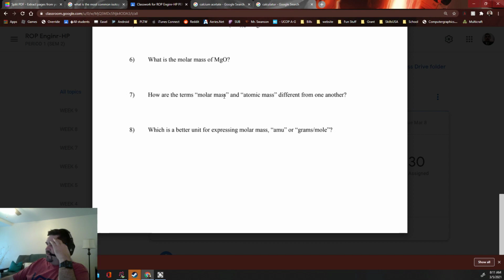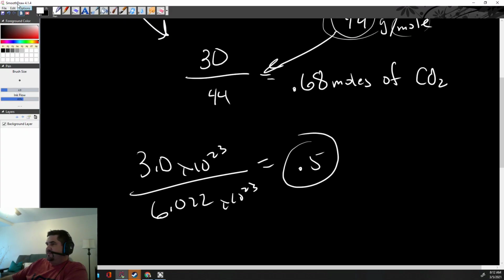How are the terms of molar mass and atomic mass different? Here's where we got something new. It has to do with AMU and grams per mole. Let me just clarify this so that you guys know this new information.